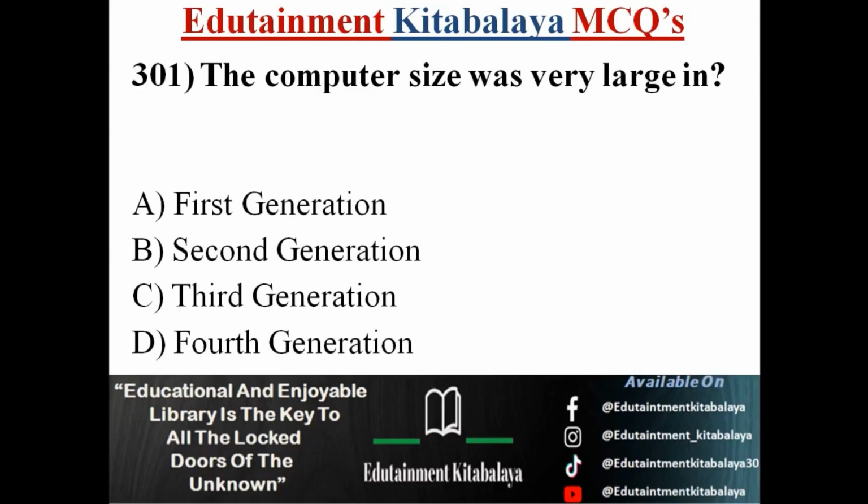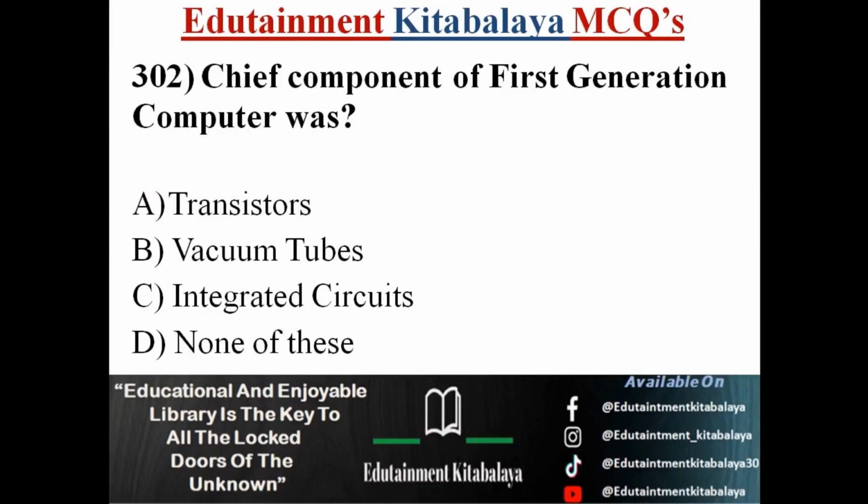Question number 301. The computer size was very large in A. First generation. B. Second generation. C. Third generation. D. Fourth generation. Correct answer is A. First generation. Question number 302. Chief component of first generation computer was A. Transistors. B. Vacuum tubes. C. Integrated circuits. D. None of these. Correct answer is B. Vacuum tubes.